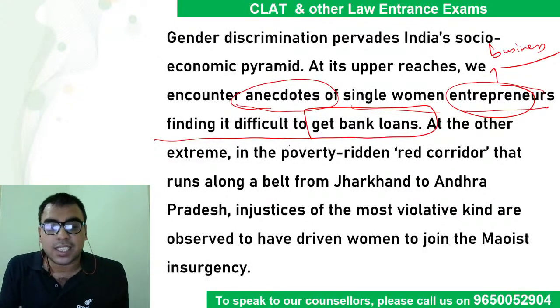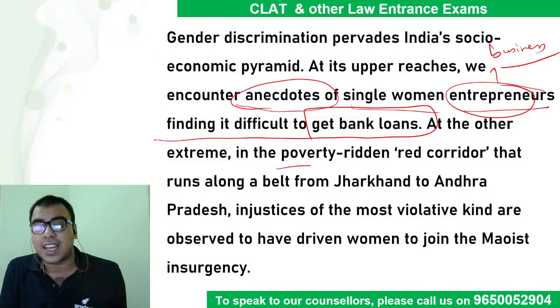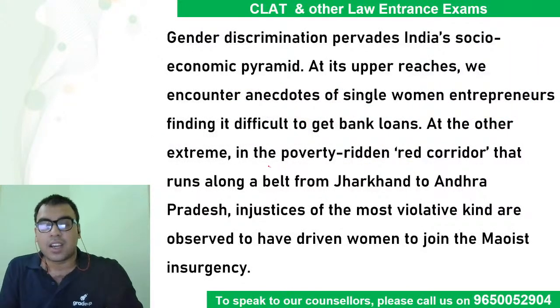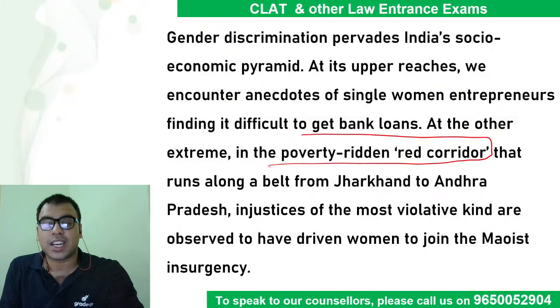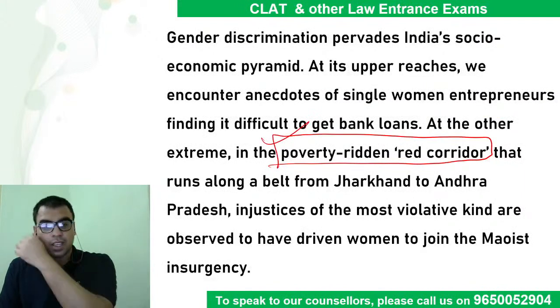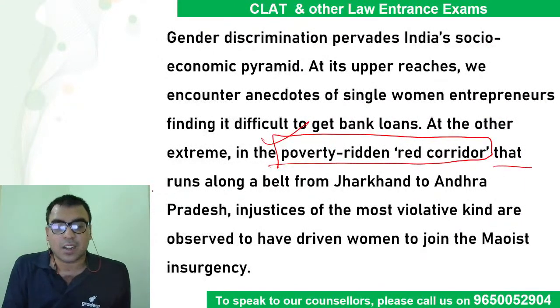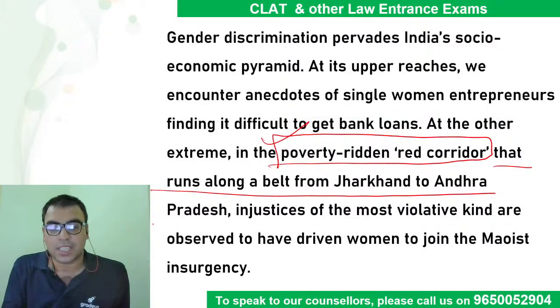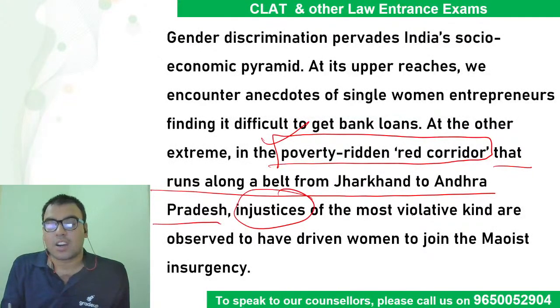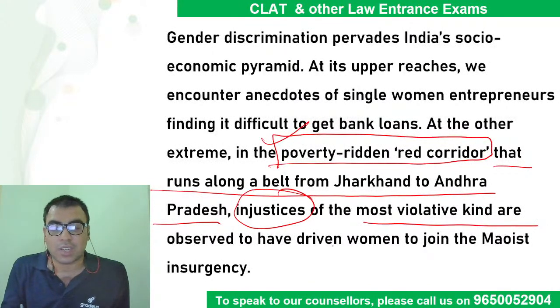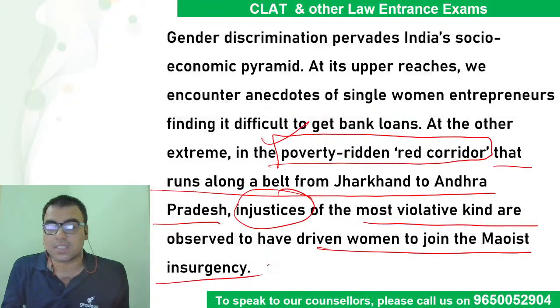At the other extreme, in the poverty-ridden red corridor. What is the poverty-ridden red corridor? Can anybody explain this? At the other extreme, in the poverty-ridden red corridor that runs along a belt from Jharkhand to Andhra Pradesh, injustices of the most exploitative kind are observed to have driven women to join Maoist insurgency areas.